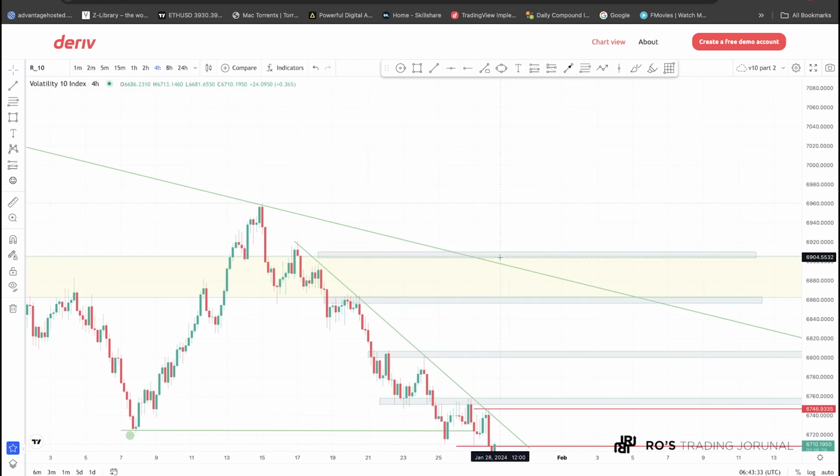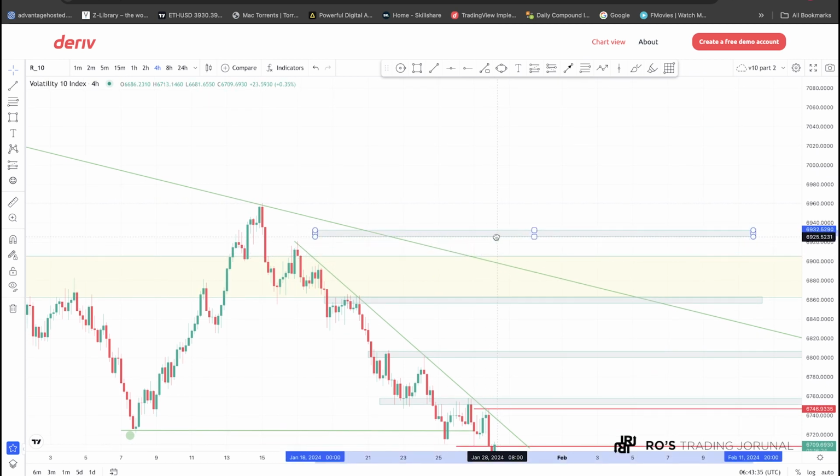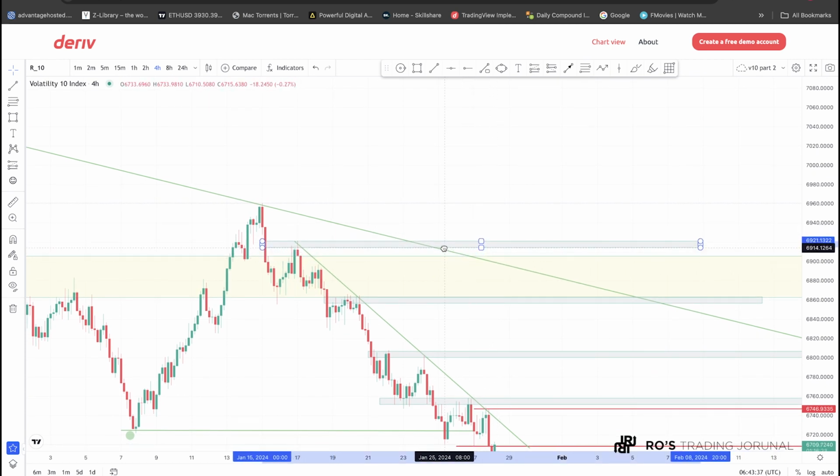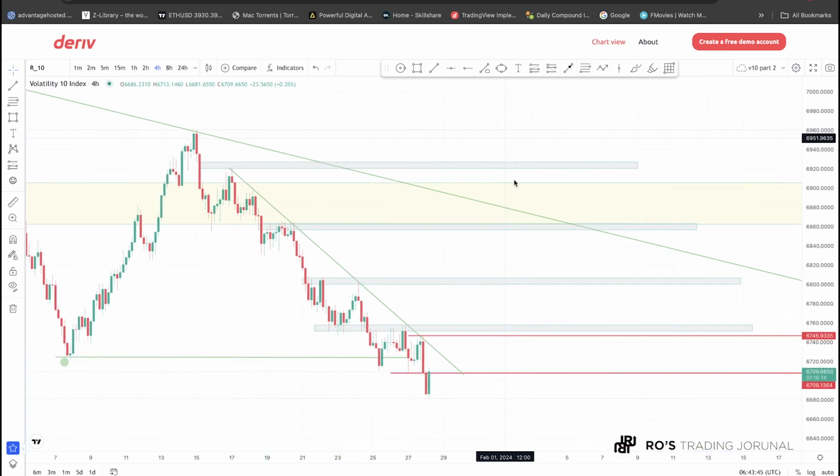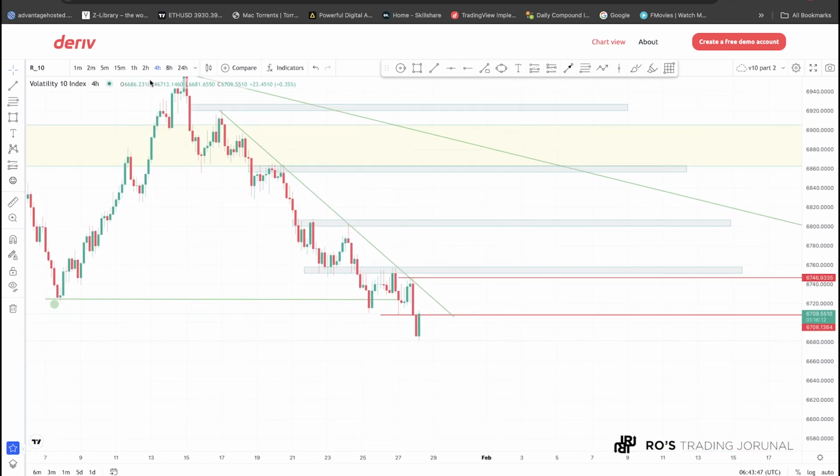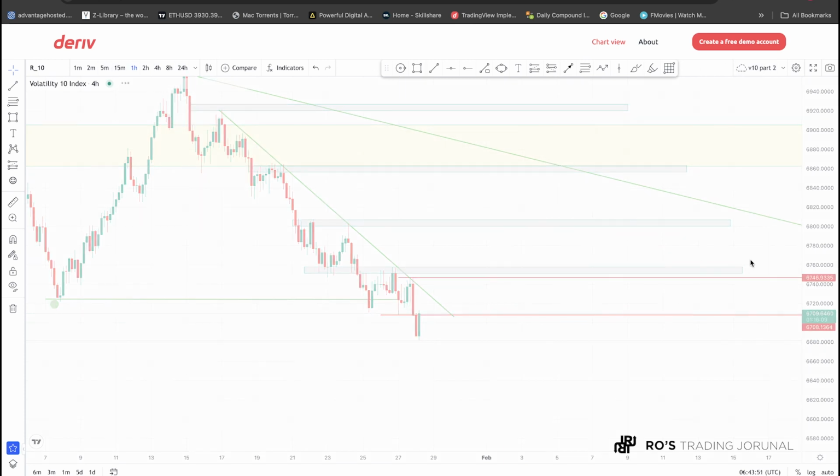You know that we're targeting these levels. I don't know if it's going to get that high, but anyway, those are the levels that we're targeting. So save, and then we'll go to our 1 hour time frame.